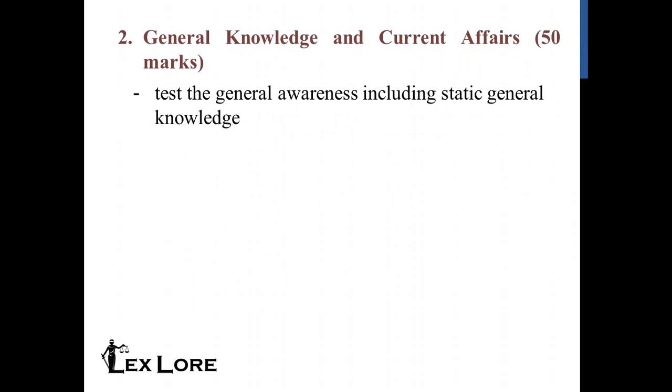Second is general knowledge and current affairs. Now, it tests the general awareness, including static general knowledge. So, static general knowledge, like who's the first president of India, who's the second president of India, and you also have current affairs. So, the national and international current affairs are also included. So whatever competitions, like sports competitions, Olympics, games, who is winning, who is losing, you have to be aware of to score in this particular area.